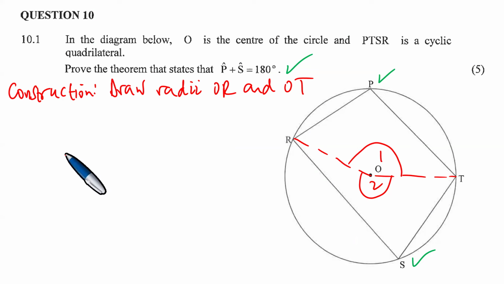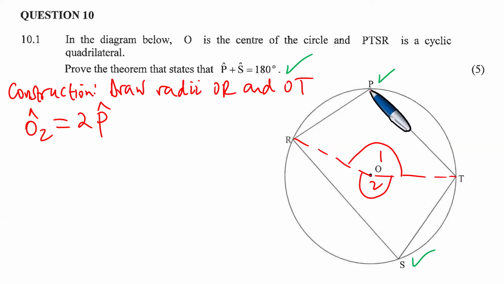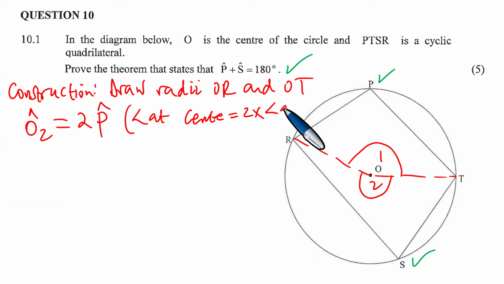So that in the end, we use that theorem that the angle O2 is equal to twice angle P. So the angle at center is twice the angle at circumference. Angle at center by angle O2, we mean this one. It is 2 times angle P. And that is the reason. The reason here is angle at center equals 2 times angle at circumference.